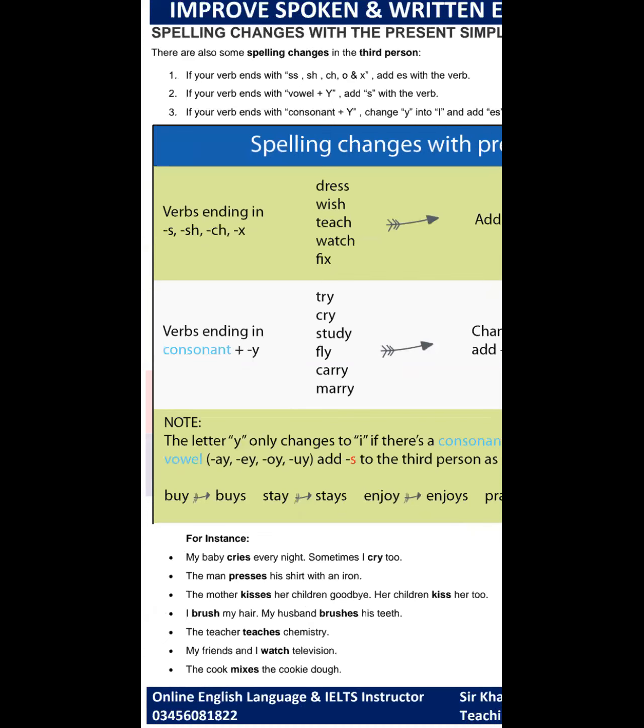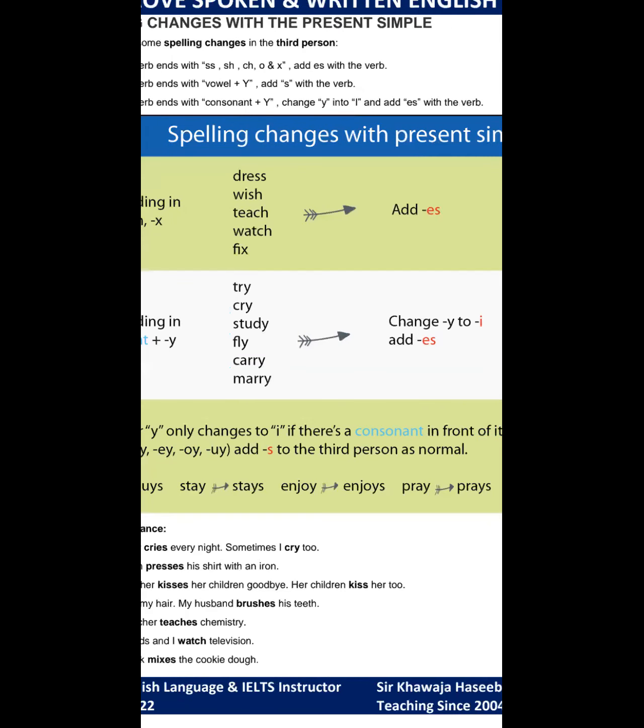If the verb ends with a consonant plus Y, like try, we use tries. We remove the Y and add IES. Cry, remove the Y and add IES: cry to cries. Fly to flies. Carry, C-A-R-R-Y, carry. We remove the Y and put IES: carries. Marry, we remove the Y and put IES: marries.